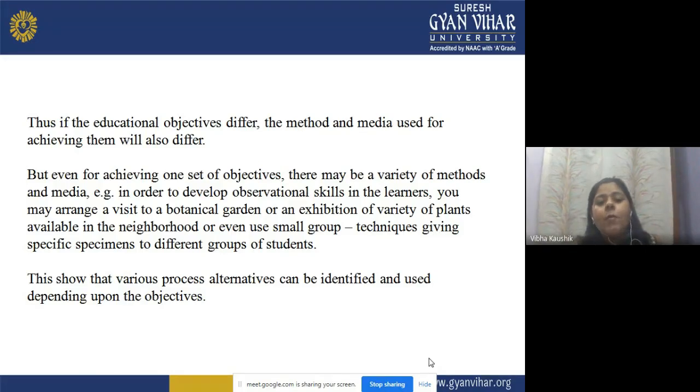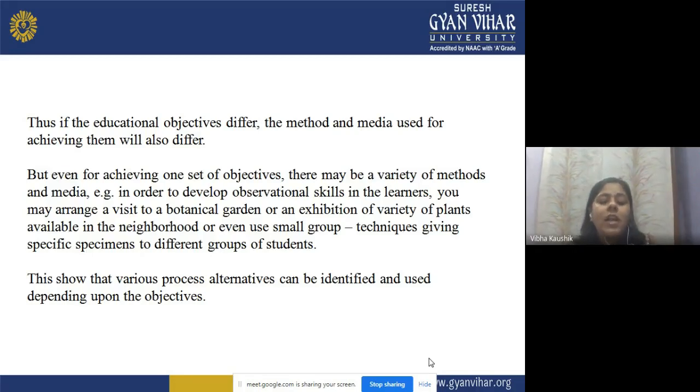For example, in order to develop observation skills in the learner. What was the purpose? That I want to develop observation skills in the learner. You may arrange a visit to a botanical garden or an exhibition of a variety of plants. Now, when they see a variety of plants, their observation skill will increase. Plants available in the neighborhood can be used, or even use small group techniques, giving specific specimens to different groups of students. This shows that various process alternatives can be identified and used depending upon the objectives.